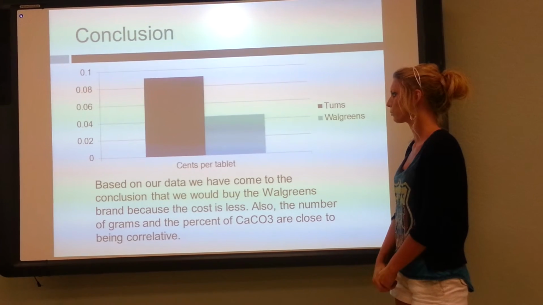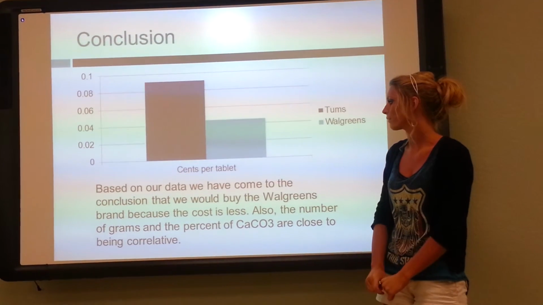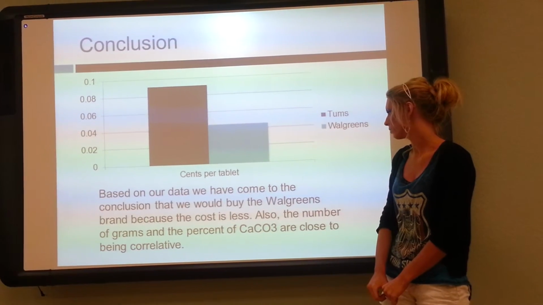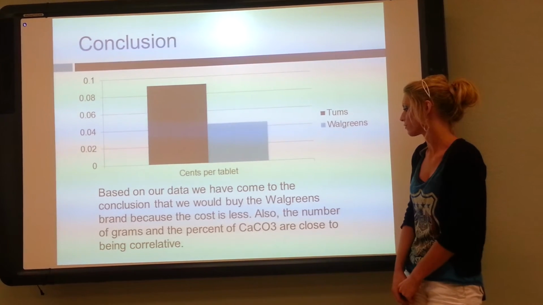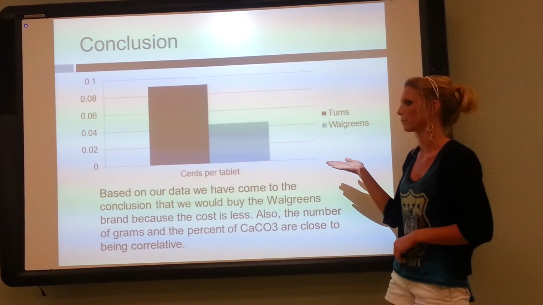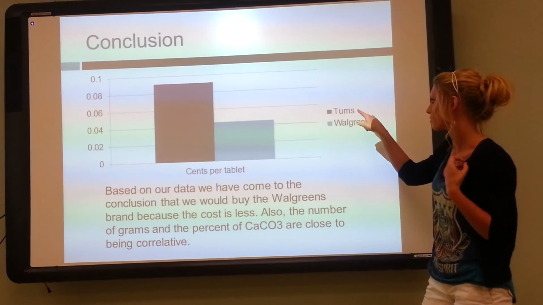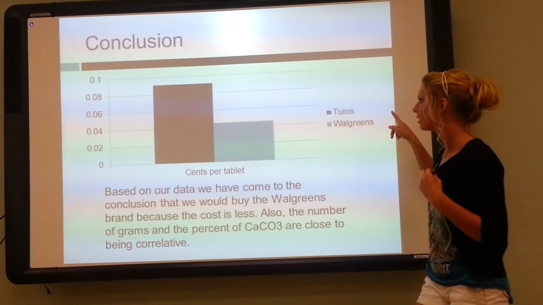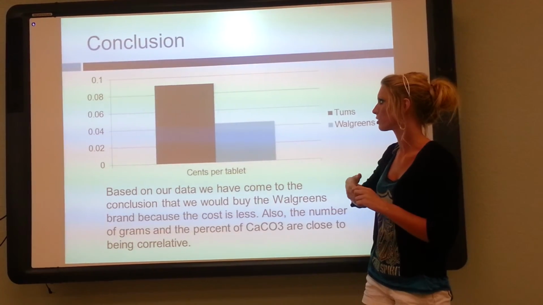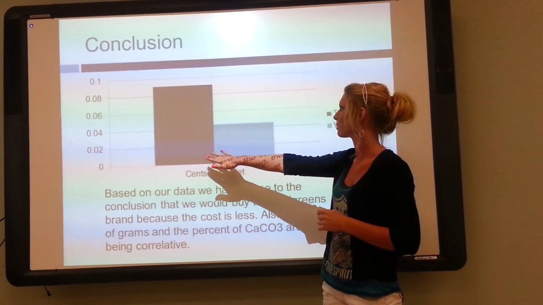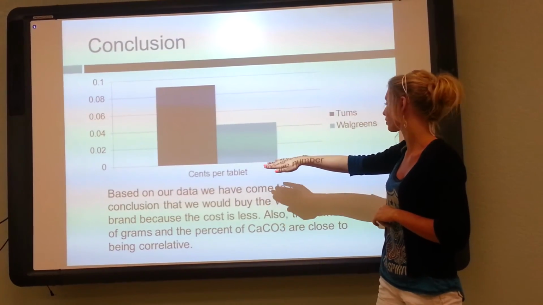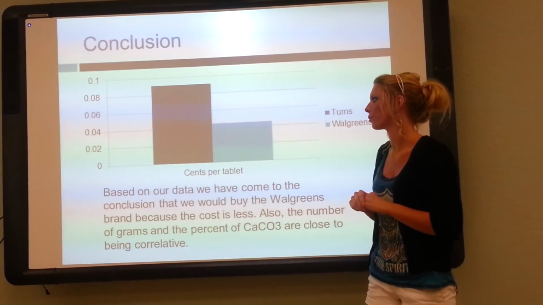Our final conclusion was that, based on our data, we would buy the Walgreens brand because the cost is less. Also, the number of grams and the percent of calcium carbonate are close to being correlative. Right here in our demonstration, you can see Tums, which is the dark blue, and the Walgreens brand, which is the light blue. How we did this was we found the cost for each tablet. The cost for Tums would be right around 0.09 cents per tablet, and the cost for the Walgreens brand would be right above 0.04 cents per tablet.